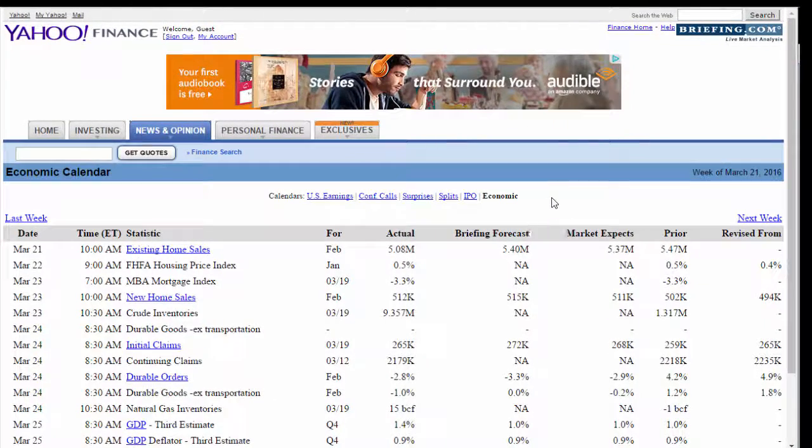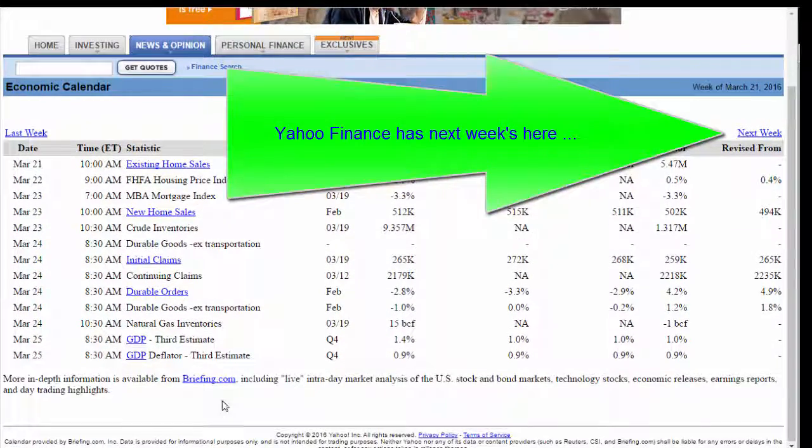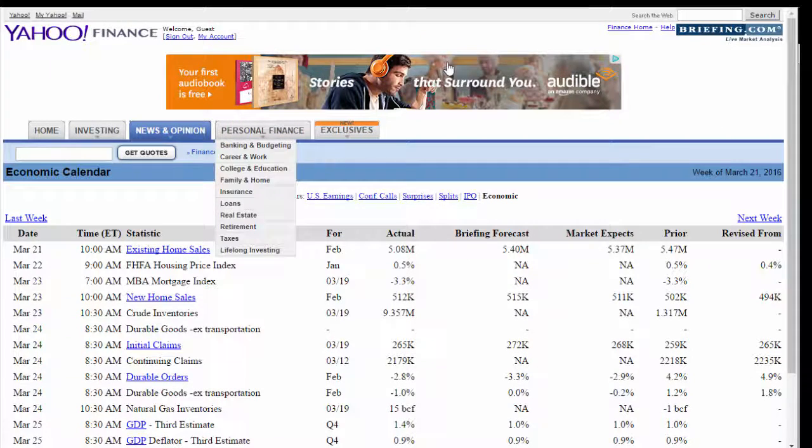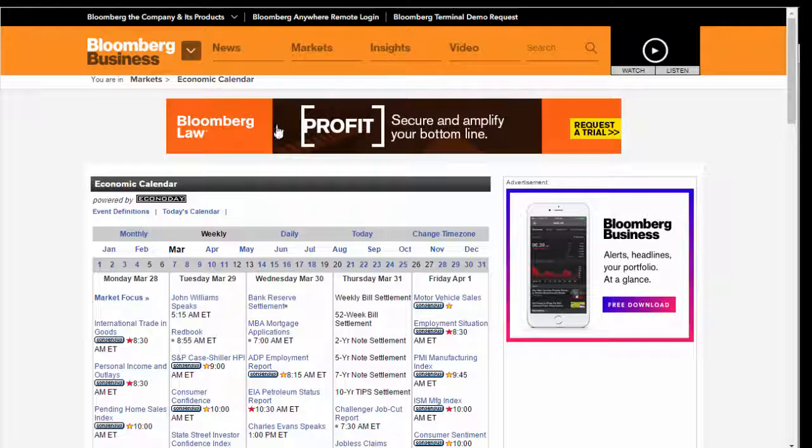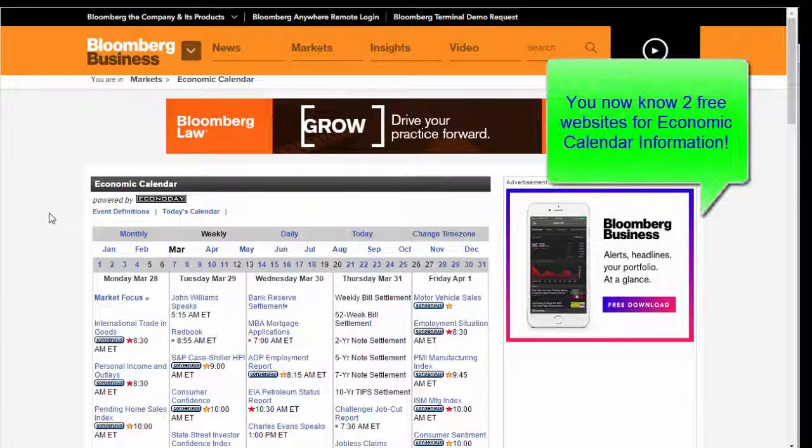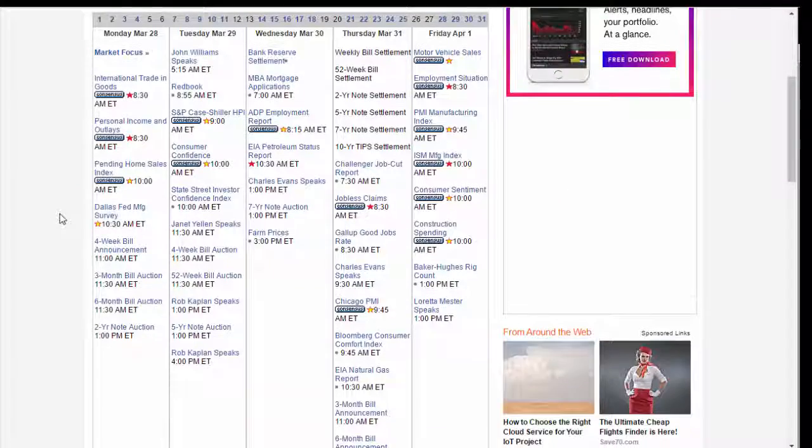If we go over and look at the economic finance calendar for Yahoo Finance, you'll notice that we don't have March 28th. It's actually Sunday, March 27th when I'm doing this video. And the reason I'm showing you is because I want to actually see what's going to come up on Monday. So if I go over to Bloomberg, which is also a free website, you don't have to log in or put your name or anything. You can just go over here and they'll actually show you the economic calendar.